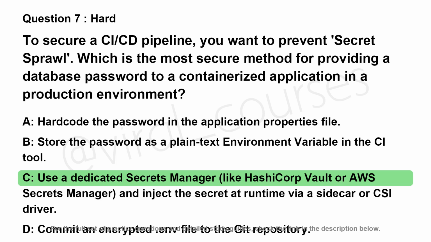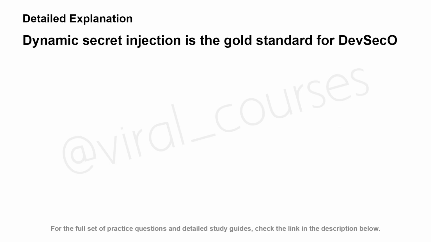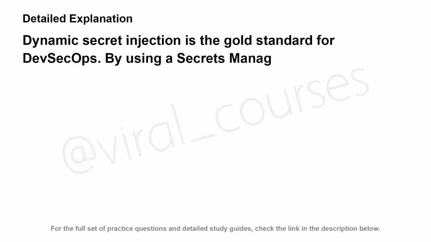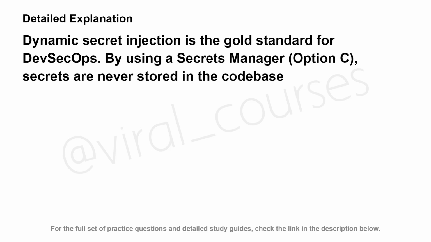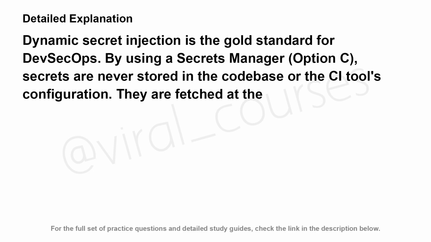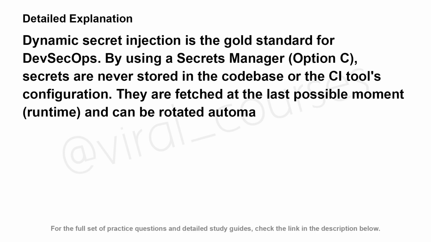The correct answer is C. Dynamic secret injection is the gold standard for DevSecOps. By using a secrets manager, option C, secrets are never stored in the codebase or the CI tool's configuration. They are fetched at the last possible moment, runtime, and can be rotated automatically without redeploying the code.